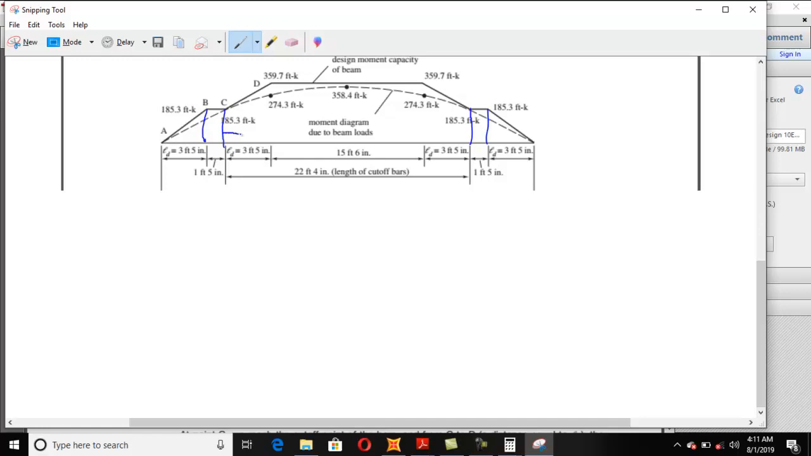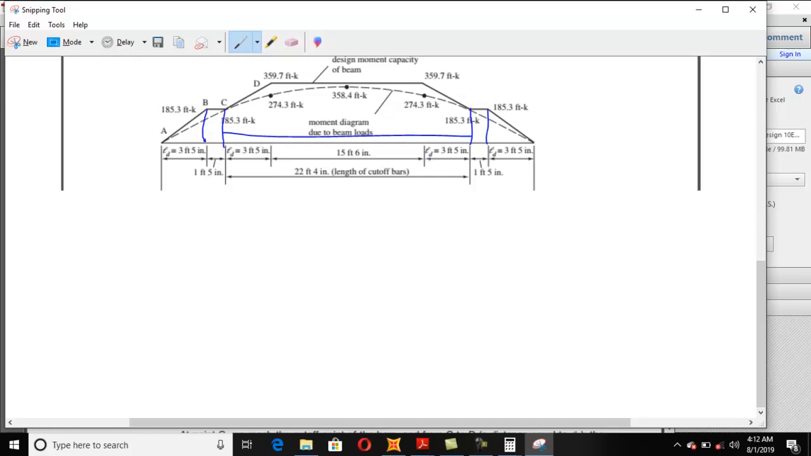Now, in between these two bars there are four number 8 bars. So due to these 4 bars, the moment capacity increases, and it will come here. It will reach here, and then it remains constant and then comes down, because at this point we are providing 2 bars.